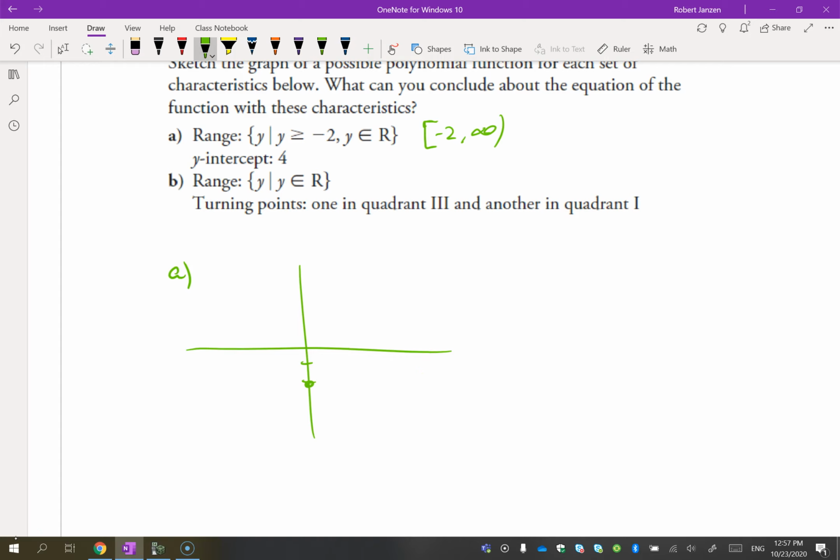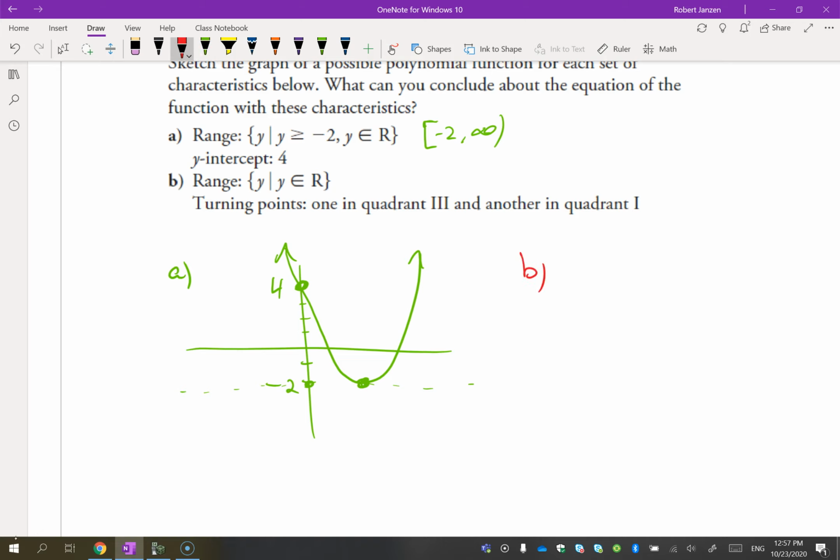It also says it has a y-intercept of 4. So I want to go through this point, and I don't want to go below this. So let's draw a parabola, something like that. Here's 4, and this is at -2. Okay, let's do the next one.